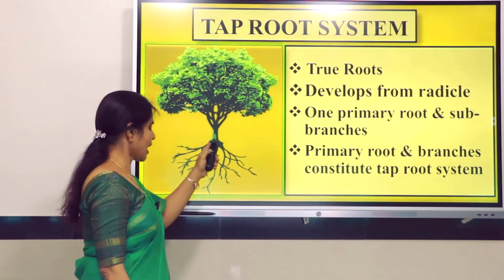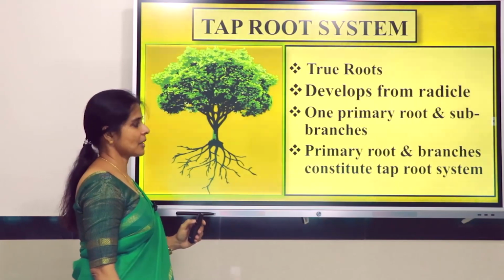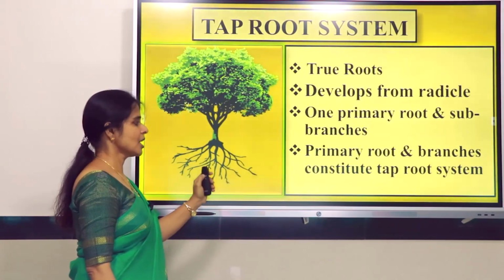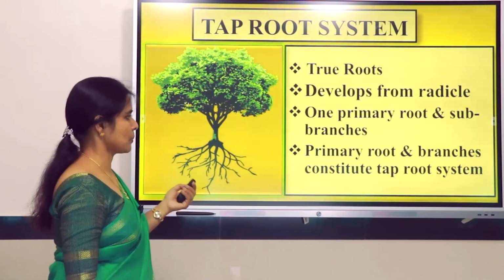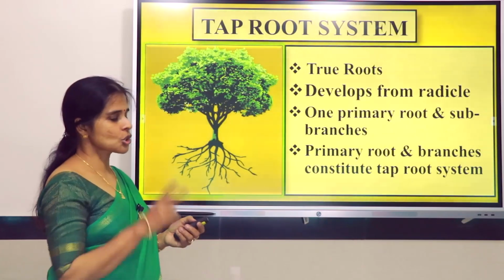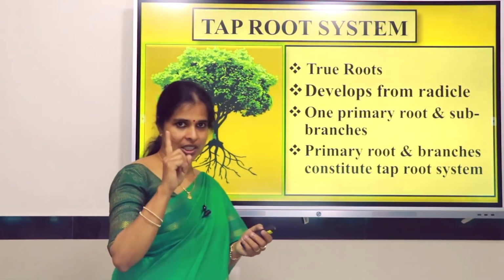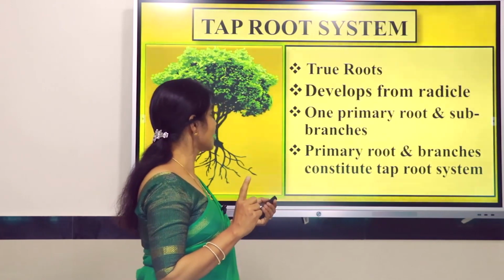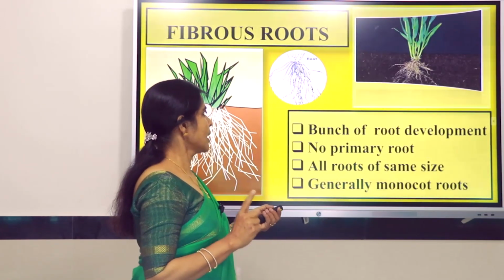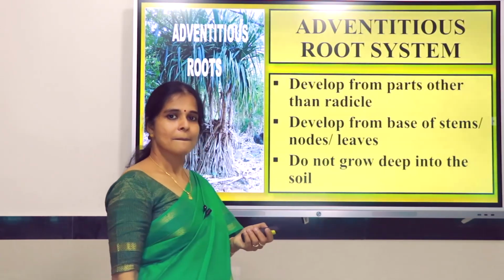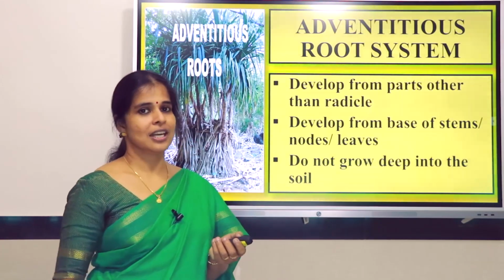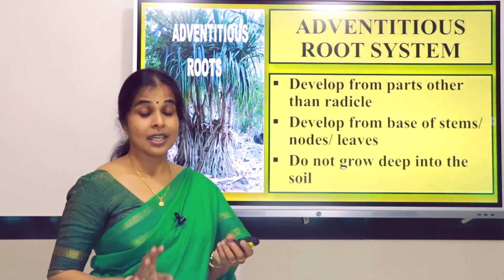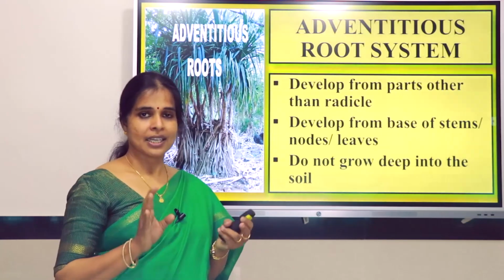So this way, one main root, which is known as the primary root, and the branches together constitute the taproot system. Thus there are two types of roots: one is taproot and the other one is fibrous roots. Next, we have already told that there are only two types of roots, mainly two types.